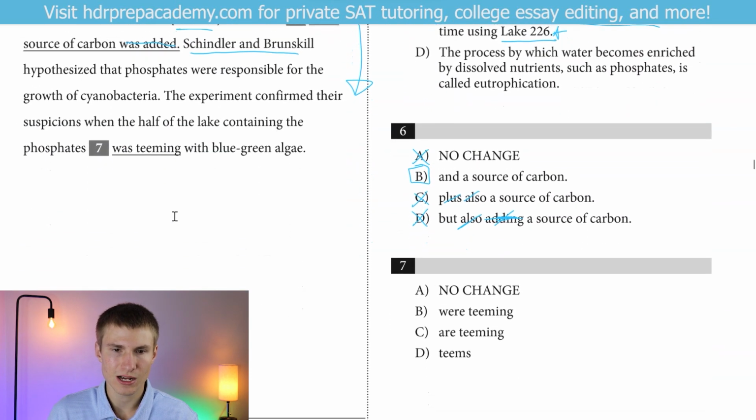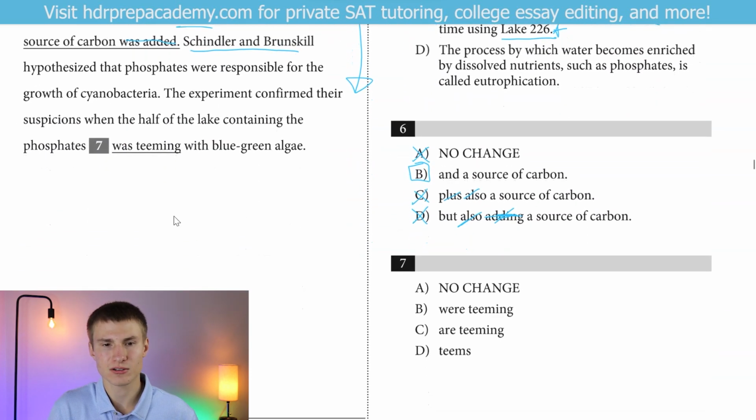We already answered 6. We're down here by 7. So we have: the experiment confirmed their suspicions when the half of the lake containing the phosphates, and then we'll have was teeming, were teeming, are teeming, or teem. So what we've got to keep in mind here is we've got to match the number of our subject to the number of our verb, and then also make sure that we have the correct tense here. All right, so let's go ahead and identify our subject.